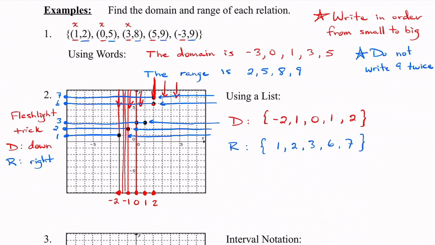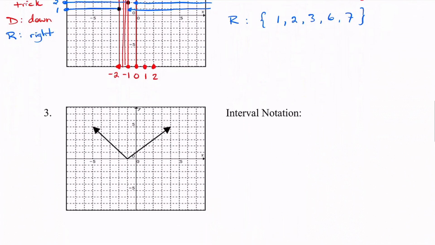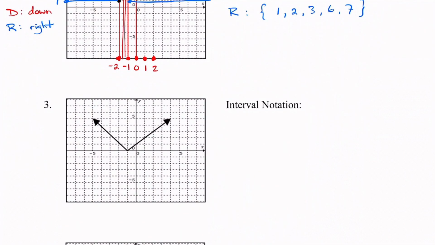So if we use that flashlight trick, it makes these graph ones a little bit easier. With the next one here, number 3, we're going to use interval notation, and again, it's on a graph, so I can use the flashlight trick. So first, let's do our domain. So I'm going to shine my flashlight down, and something to note with these lines here, they have arrows on the end. That means that that line continues forever. So it just keeps going and going and going. Same on this side, we got an arrow, so it just keeps going and going.